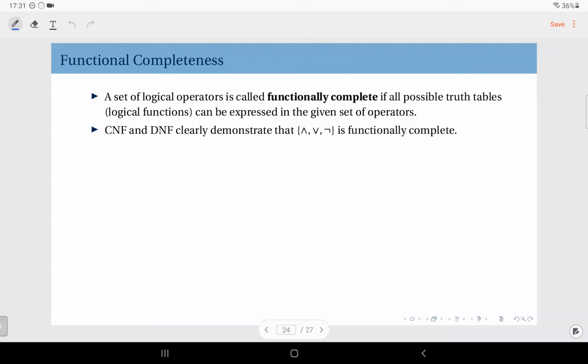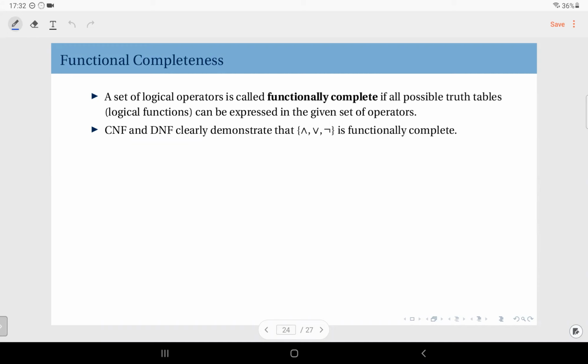The final concept we are going to discuss this week is functional completeness. Now, this is related to a set of logical operators. Well, we did not really talk about what a set is, but I will trust that you have a notion of what a set is.